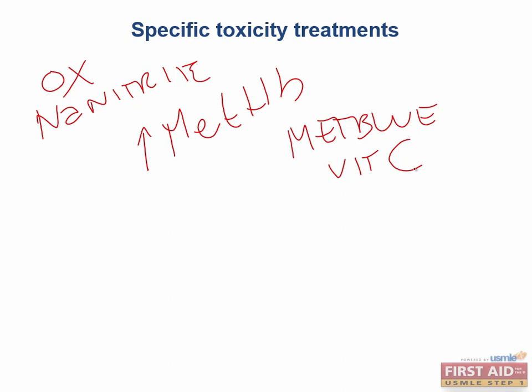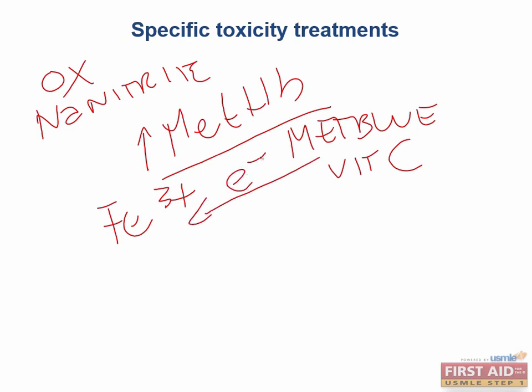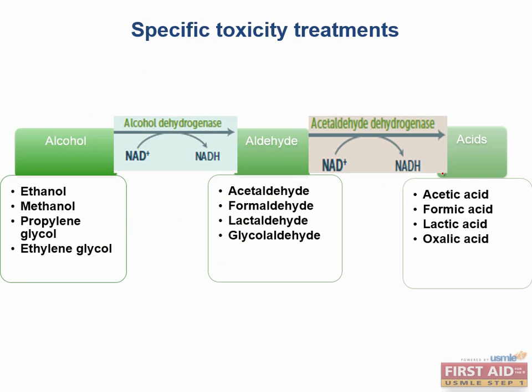Remember, the problem in methemoglobinemia is that the iron in the protoporphyrin ring of hemoglobin is now in an Fe3+ state. So we need some electron donors. These guys are going to donate their electrons and turn our iron back into Fe2+ iron: methylene blue and vitamin C. These are highly testable things because they test your understanding of the mechanism of methemoglobinemia and how we fix it. Oh my god, this is incredibly high yield. Focus in. No, seriously, these are high yield.